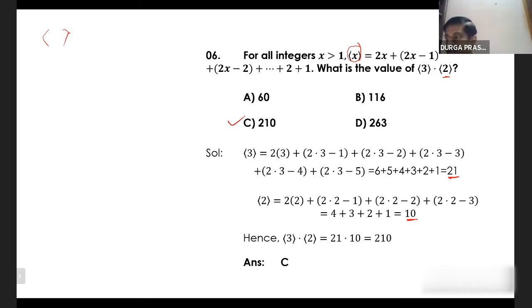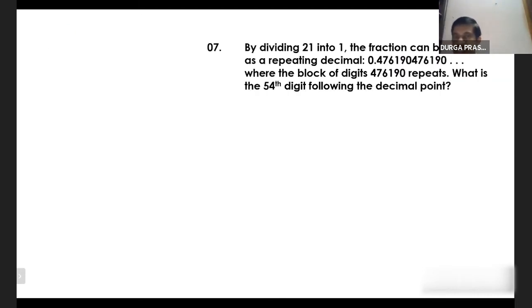Let us move to the next question. So look at this. By dividing 21 into 1, the fraction can be rewritten as a repeating decimal. Is it 21 by 1 or something else? So let us see what is the question. Where the blocks of digits repeat, what is the 54th digit following the decimal point?